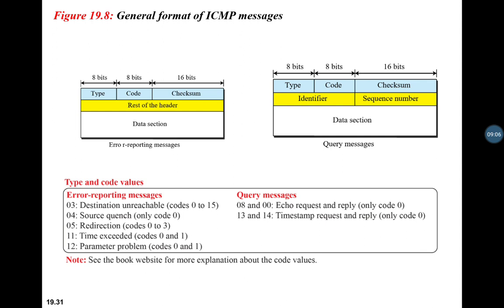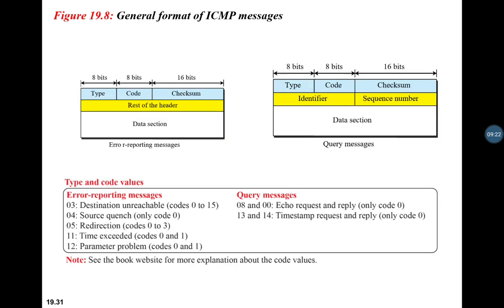Similarly, we have query messages with the type and the code specified: echo request and reply, and similarly 13 and 14, timestamp request and reply. These come in pairs. Now, as I have already told, ICMP uses the source IP address to send the error messages. Now, ICMP follows some rules in reporting the messages. There are 3 rules to be remembered.